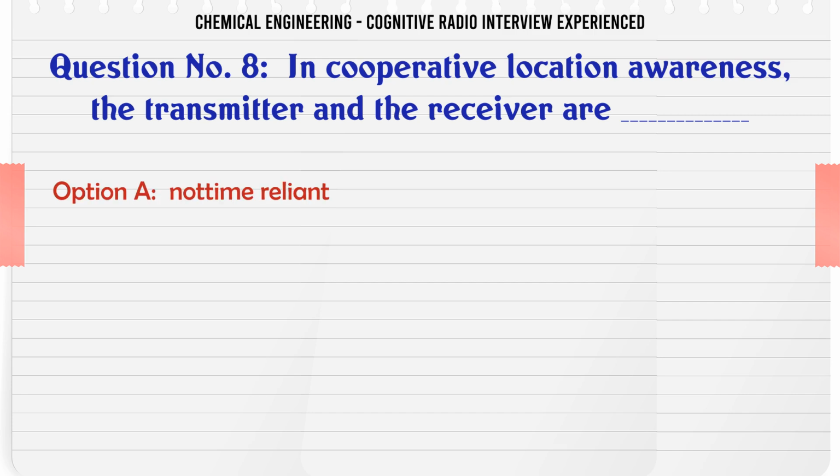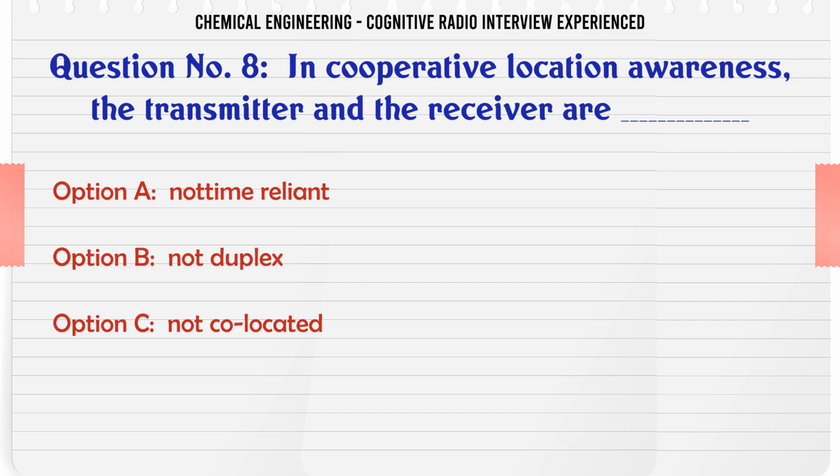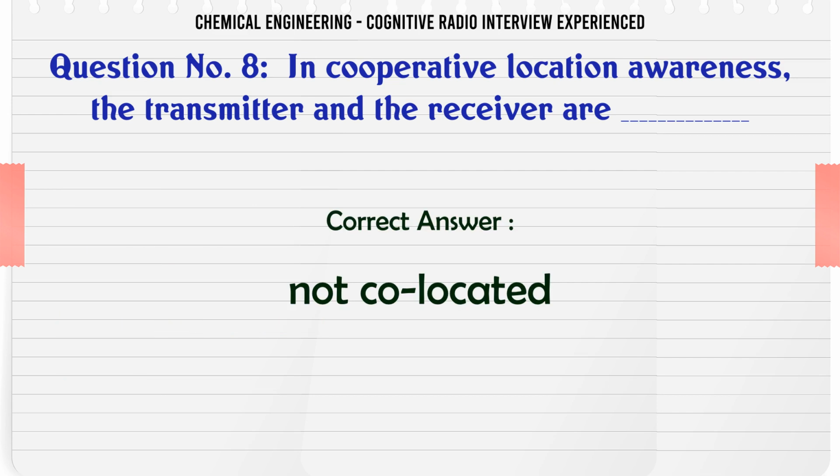In cooperative location awareness, the transmitter and the receiver are A. Not time reliant. B. Not duplex. C. Not co-located. D. Not active. The correct answer is not co-located.